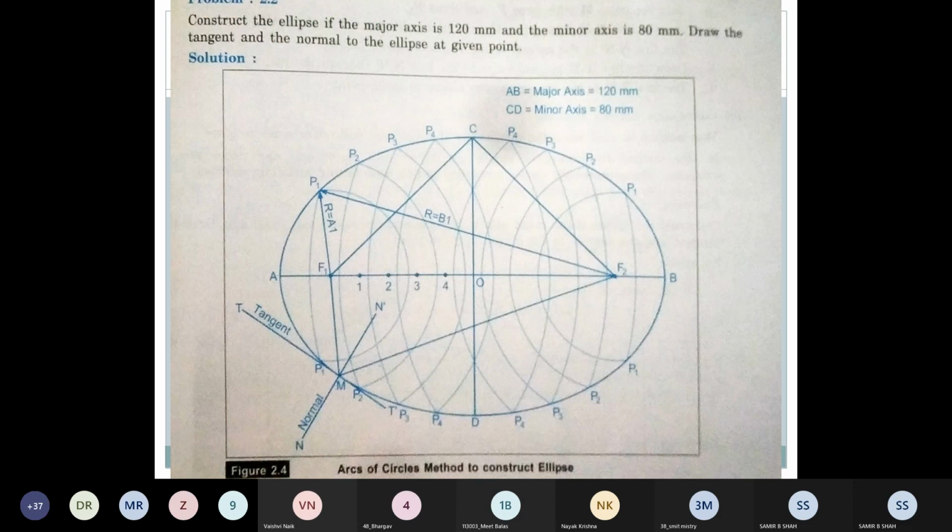Yes, you can see here I am taking one random point M on the ellipse. After that I join M with the foci F1 and F2. Then I bisect that angle F1 M F2 and name the bisector N and N dash. After marking N and N dash, I join that line and from point M draw the perpendicular line. TT dash is our tangent and NN dash is our normal.